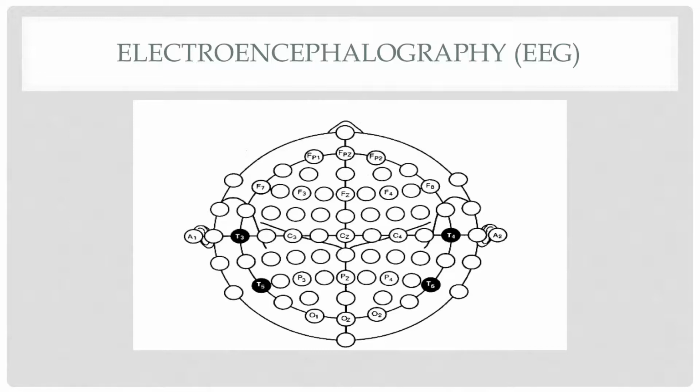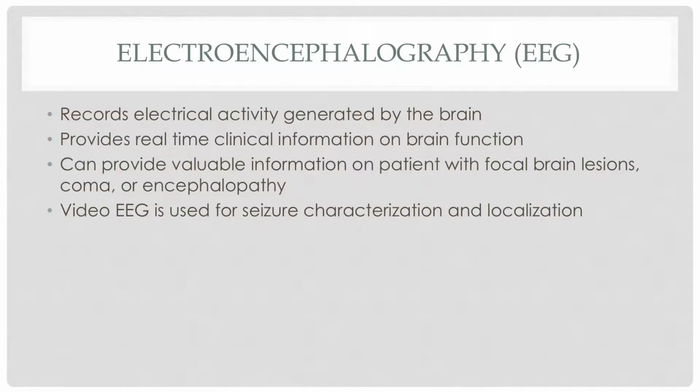It allows us to determine if a patient is actually having an actual seizure or not. With the EEG, we can record the electrical activity generated by the brain, and this will give us real-time clinical information on brain function. We can use it to determine if there is a focal lesion in the brain, or it can also help us assess the mental status of a patient. We can tell the degree of encephalopathy a patient is experiencing in the ICU.